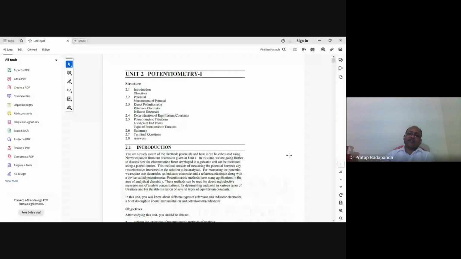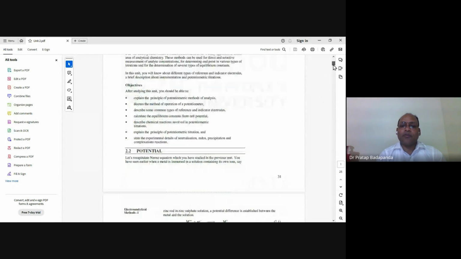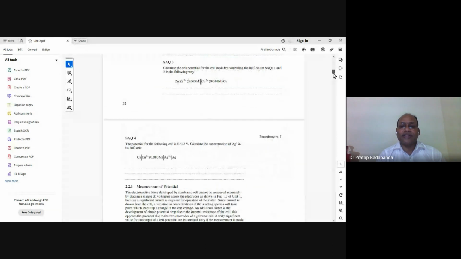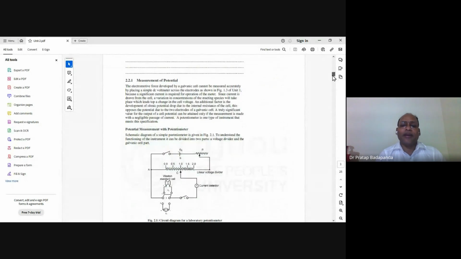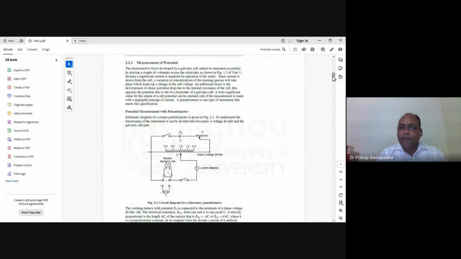Now the thing is that what is coming on your way right now is very specific: potentiometry. This particular unit is only about the use of potentiometry and all the things, how you will use it, how you will calculate. You have to go through all the things about potentiometry. So the level will be high in this case.